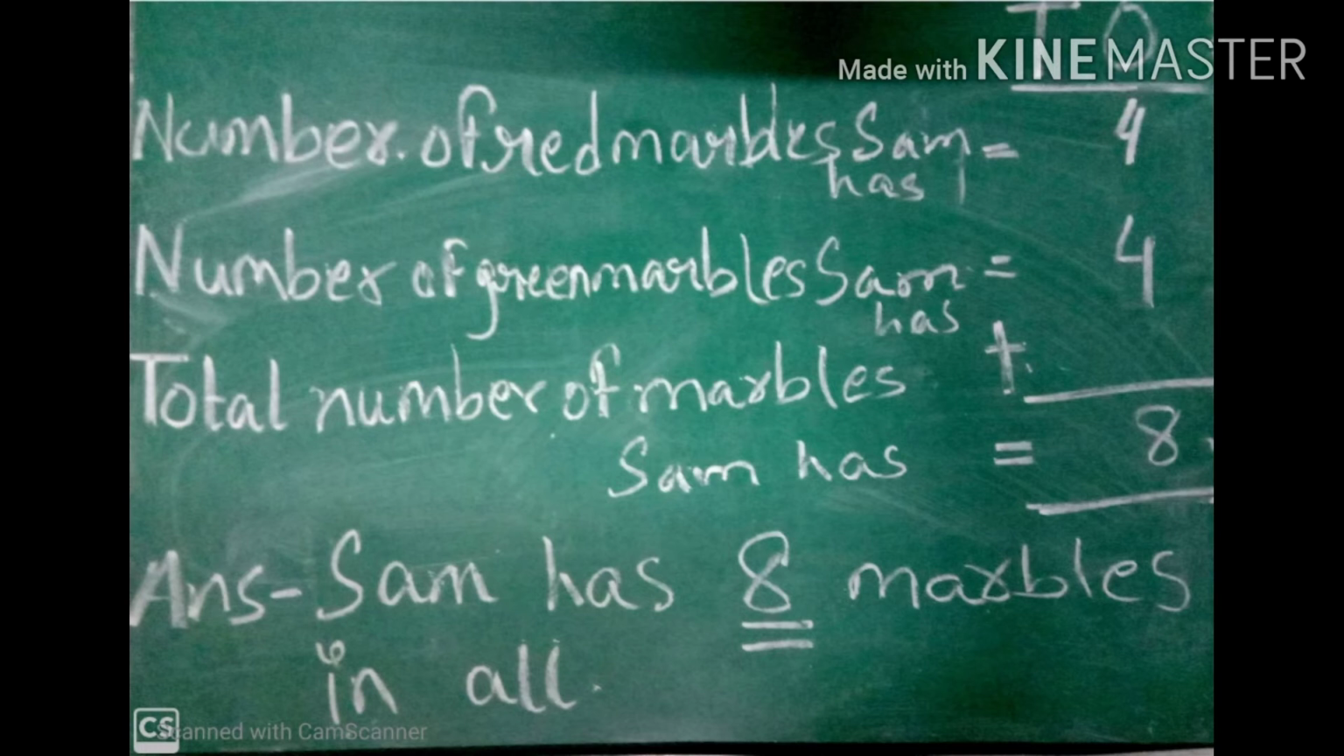Total number of marbles Sam has. So how to add? 4 plus 4. 4 plus 4 is 8. Yes, so the answer is 8. So 4 ones plus 4 ones equals 8 ones. So we are writing 8 under the ones column. Now see how to write the answer. Sam has 8 marbles in all.